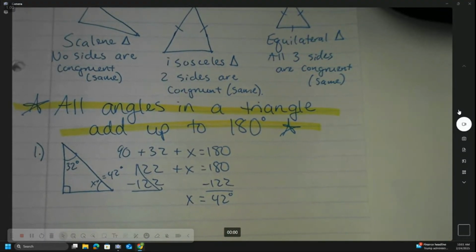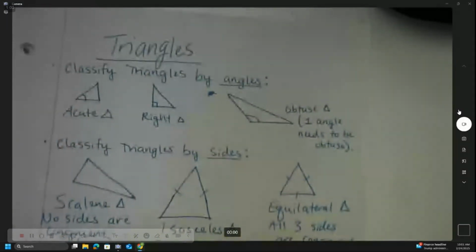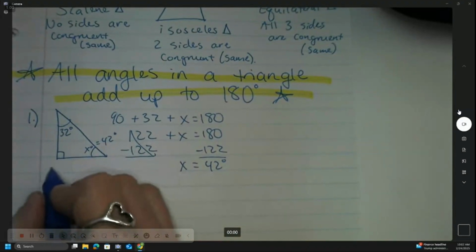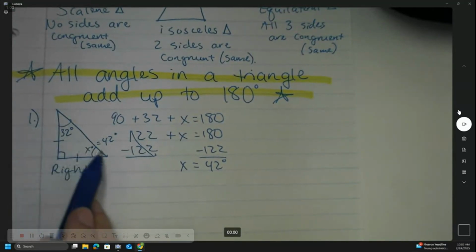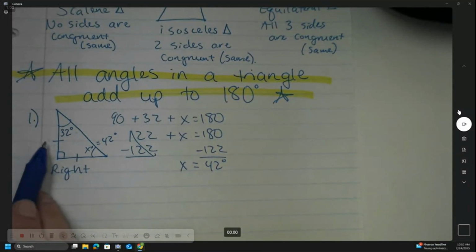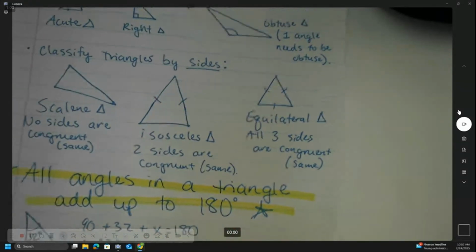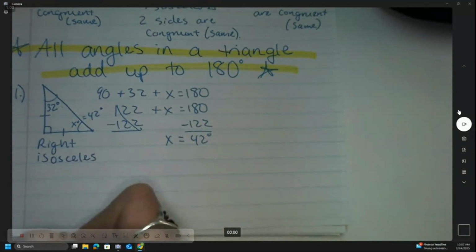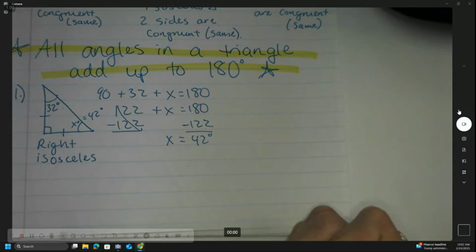So not only did you find the missing measure, I want to classify this triangle using its angles and sides. Using its angle, it's a given that it's a right triangle. I forgot to do this for you guys. These two side lengths are the same. This one is not, okay? But these two sides are the same with those hash marks. If there's at least two sides that are congruent, that means it's an isosceles triangle. So it's a right isosceles triangle. So you classified it by its angle, classify it by its sides, and found the missing measurement.